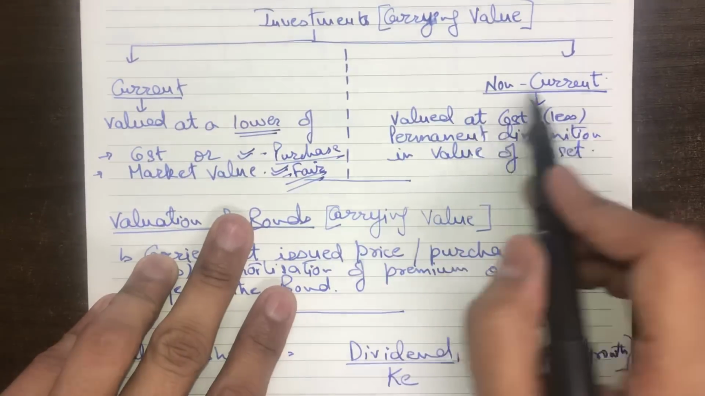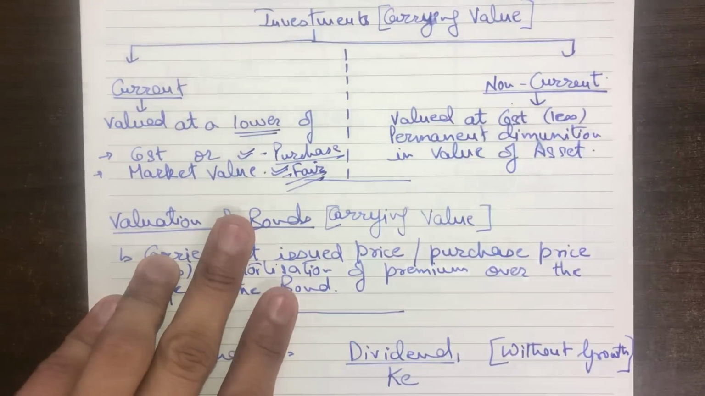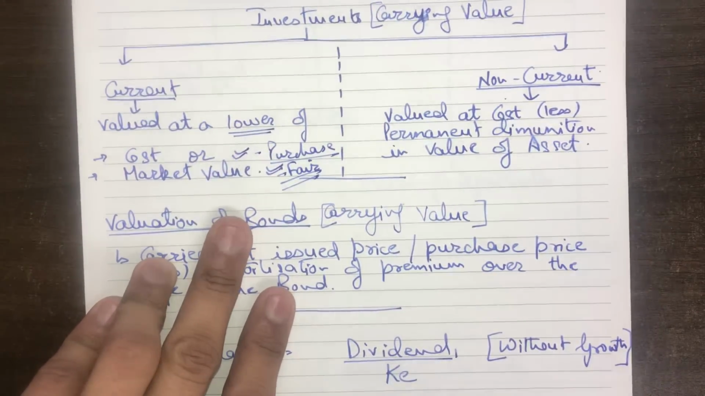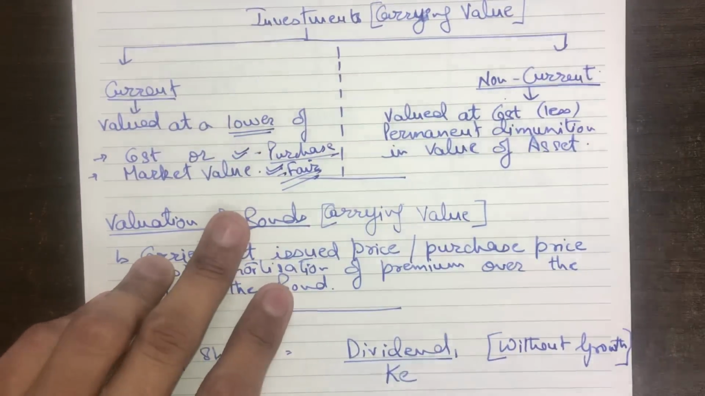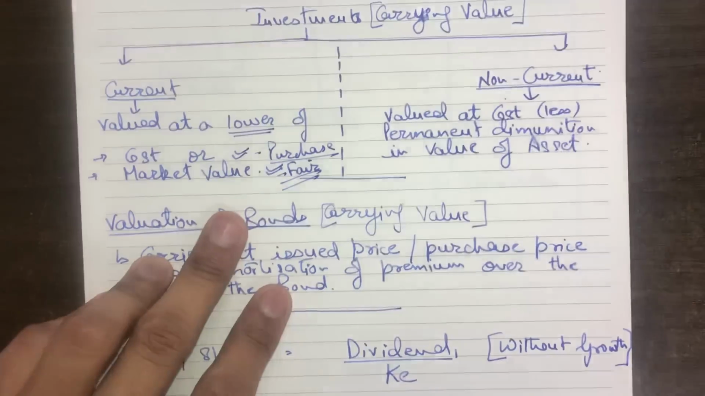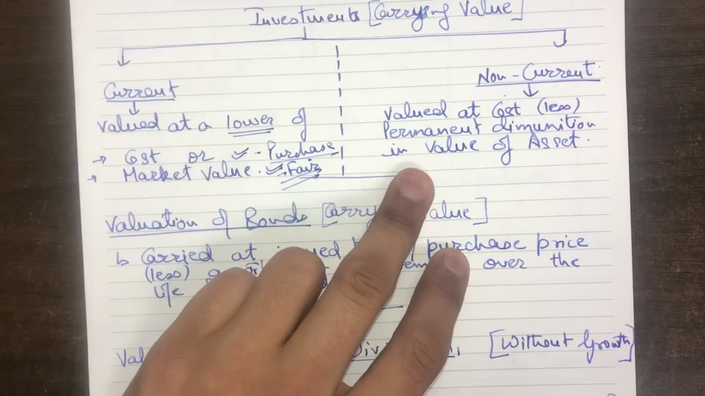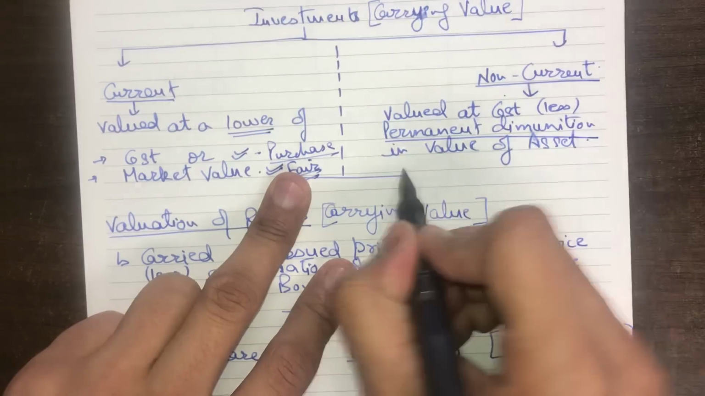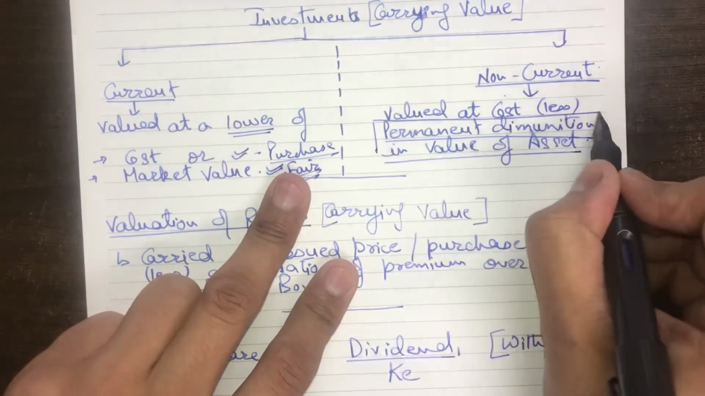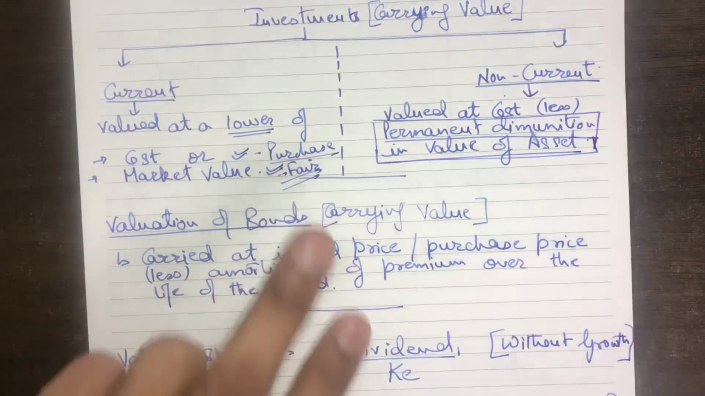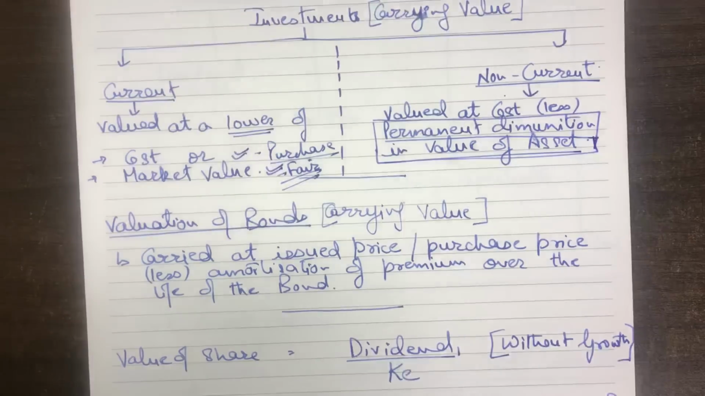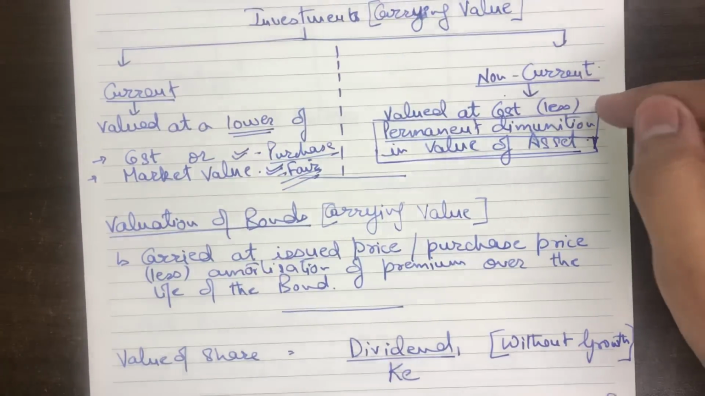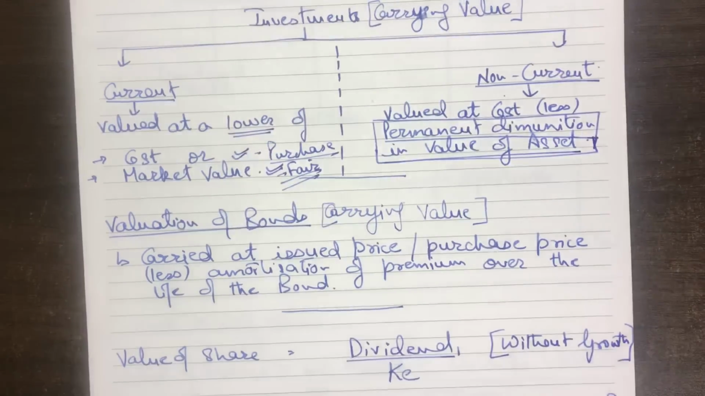However, in case of non-current assets, the assets which you are planning to keep for more than a year, those assets are to be valued at cost. Yes, market value is irrelevant for those particular assets. However, you have to deduct from the cost any permanent diminution in value of the asset. So if the value of the asset has declined, and that decline is a permanent decline, which means that you know that the market value of this particular asset has reduced, and this is not a temporary reduction, it's a permanent reduction.